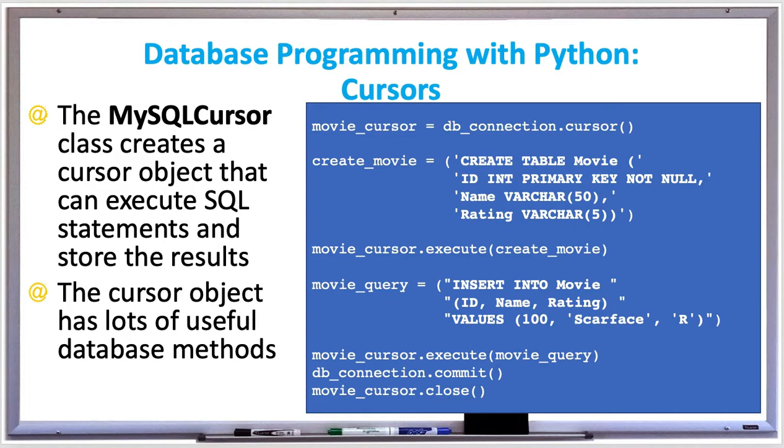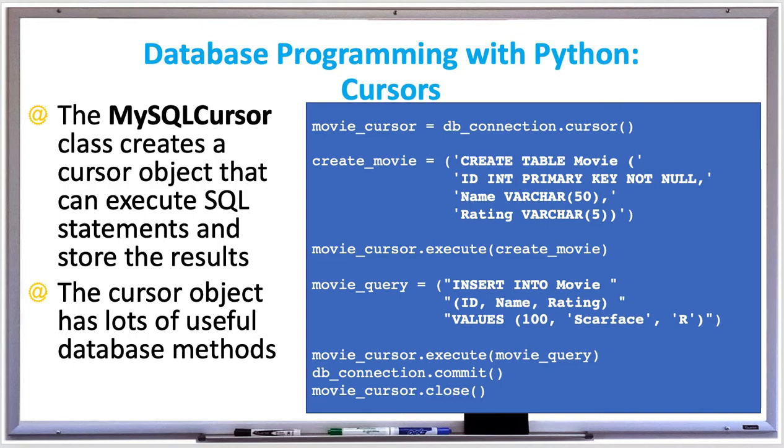Let's say db_connection was your database connection. By calling the cursor method, that'll create the cursor for the database connection object. And it's the same cursor that's used for all your SQL statements for that database connection. And we're storing that in movie_cursor. And the next statement, we're setting create_movie to a create table statement, where we're creating a movie table and making that the primary key, setting the name and rating for this movie table.